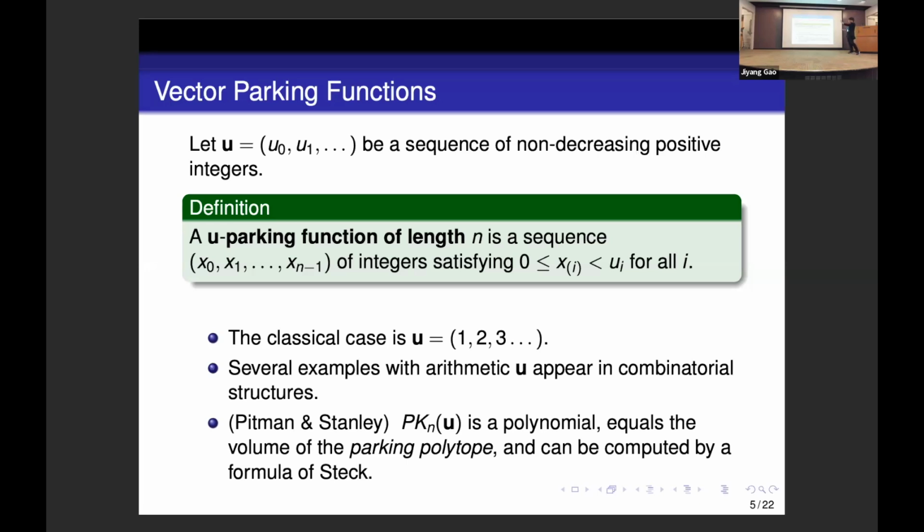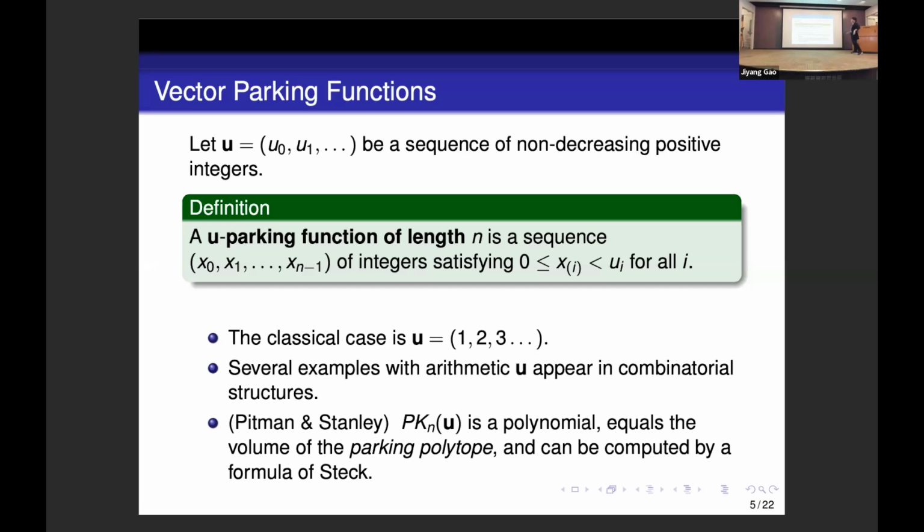Take a non-decreasing sequence of integers. If you want to restrict to length n, you take n numbers, and call this vector u. So a u-parking function of length n would be a sequence of non-negative integers so that the ith order statistic is strictly less than u_i. Compare this with the classical case; we define it corresponding to the standard form.